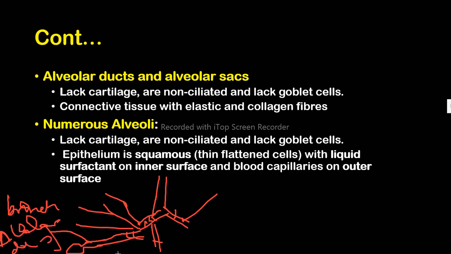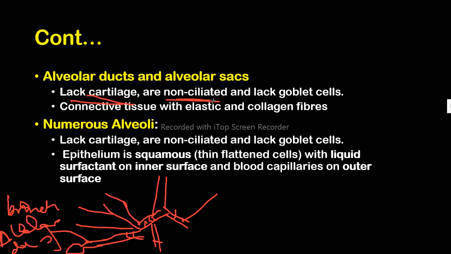Okay? So these ducts don't have any cartilage, and they are non-ciliated, and they lack goblet cells. They are elastic. They are covered by both elastic fiber, to be able to stretch and regain its shape, and collagen fiber, so that when you stretch, you don't overstretch. Okay? You stretch but within your limits.